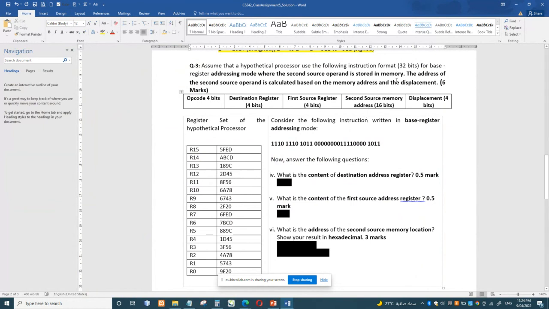No, I think we need to fix this. I need to fix this question. It cannot be 32 bits. Leave it as it is. I will fix this question and I will discuss it in the class. This question is not right. Okay, thank you.